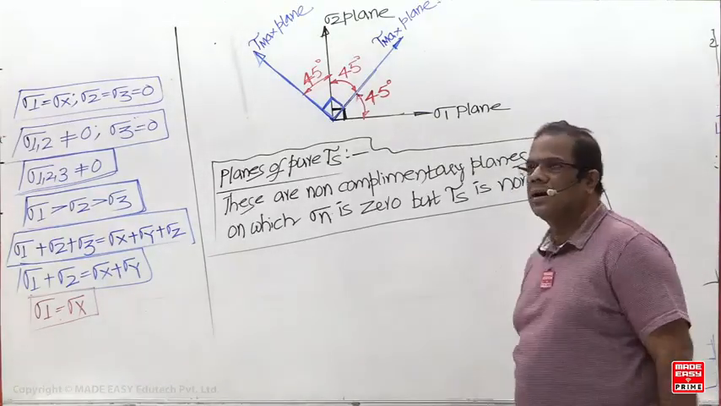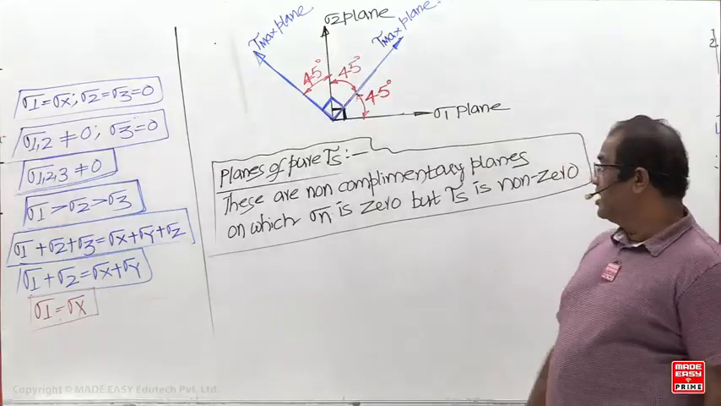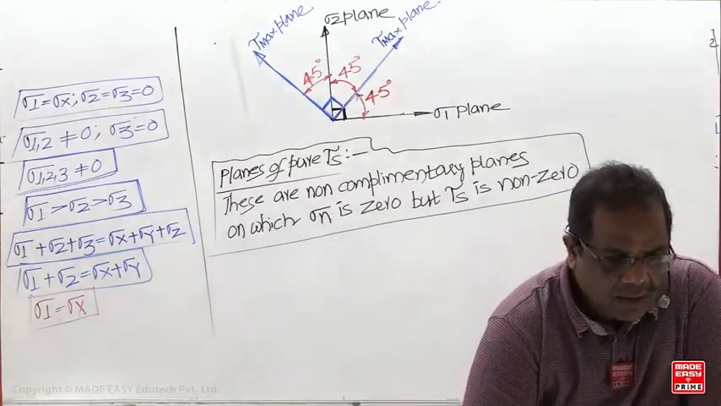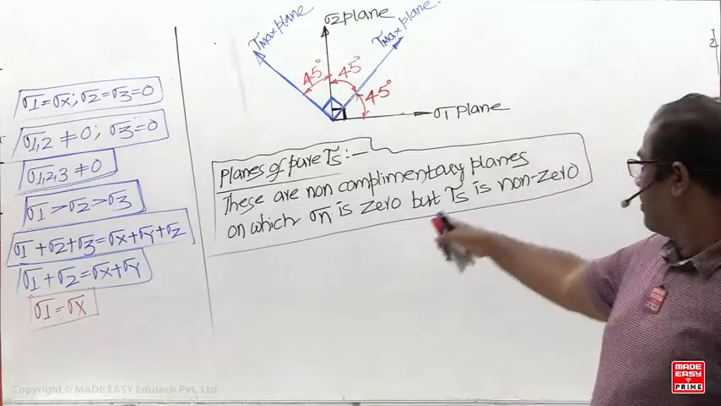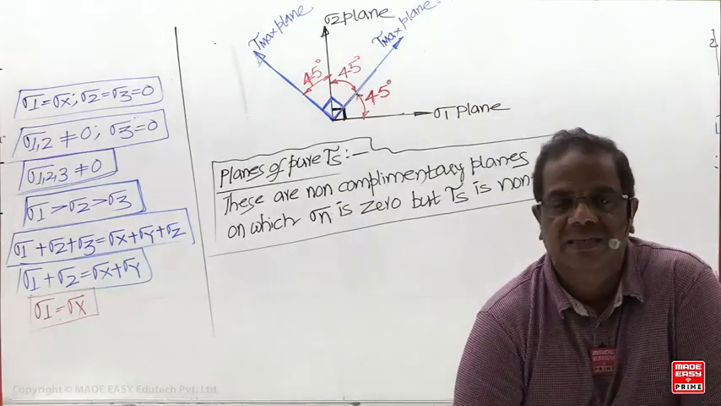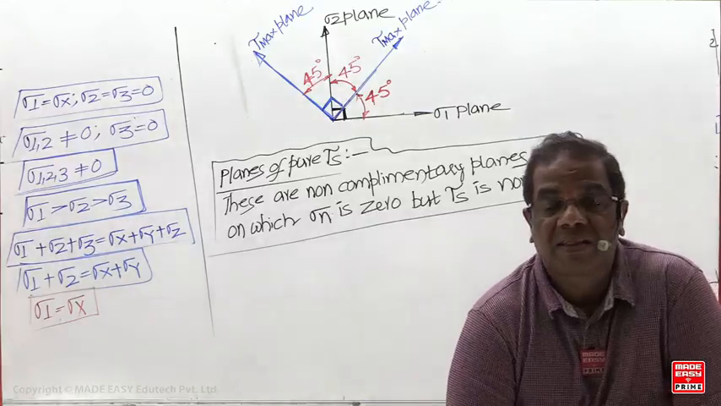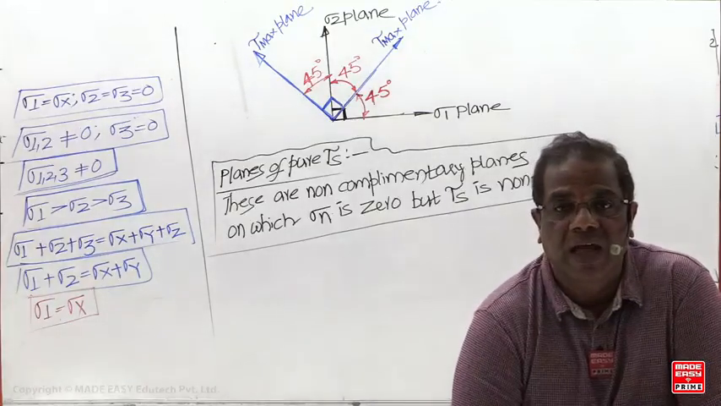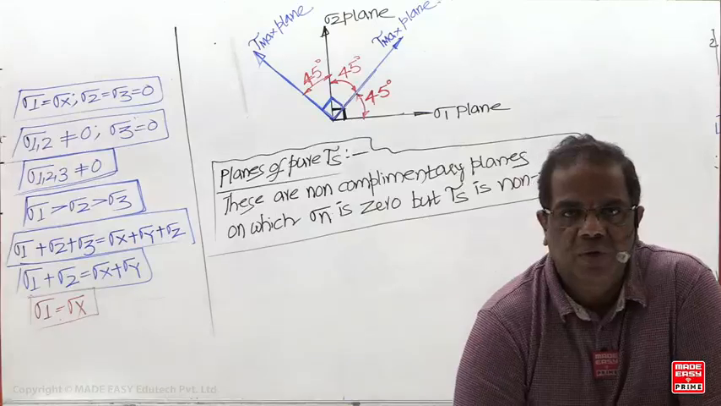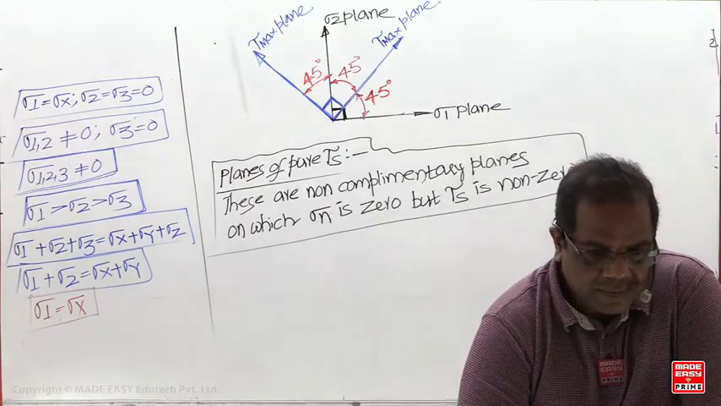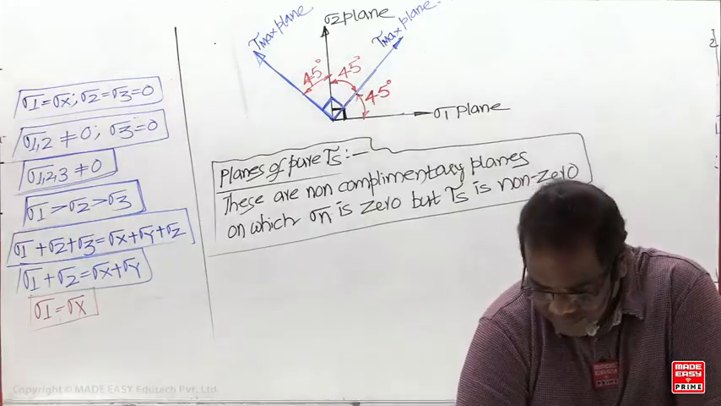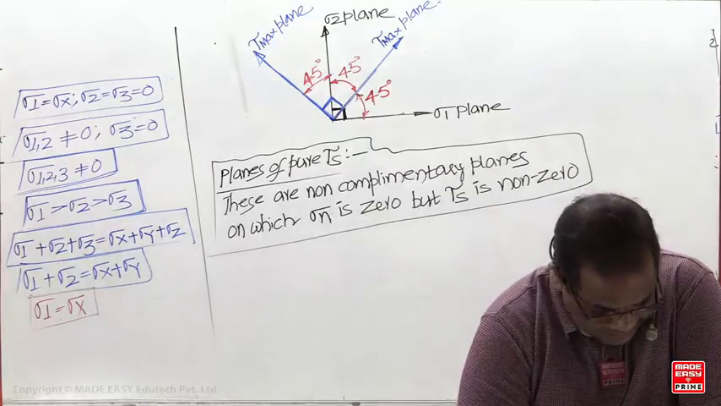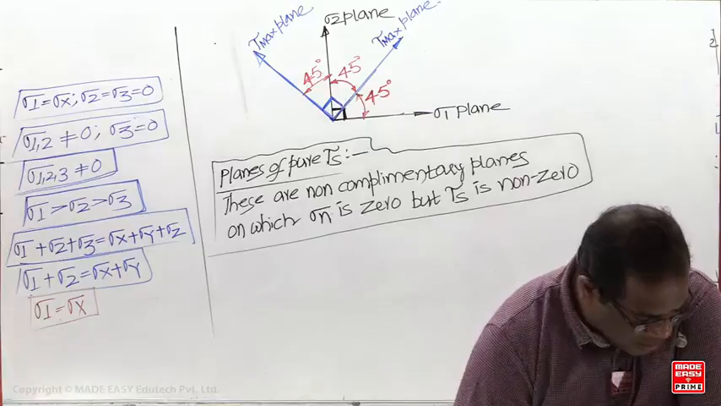Right, next. These planes, the planes of pure shear stress, will exist when sigma 1 and sigma 2 are unlike in nature.